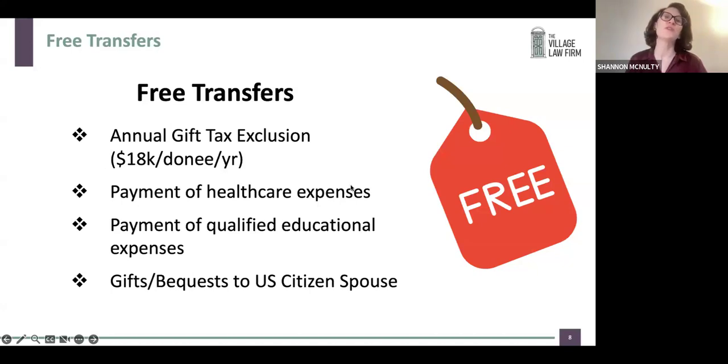Okay, but again, going back to the federal taxes, there are certain transfers that are tax-free that do not count for that lifetime gift and estate tax exemption, that lifetime exemption. You can gift up to $18,000 per year per donee without it affecting that lifetime exemption. You can pay healthcare expenses without it affecting your lifetime exemption. You can pay certain educational expenses, and also any gifts or bequests to US citizen spouses are also tax-free. If your spouse is not a US citizen, then that does not apply to them. There's a little bit different rule that applies to gifts to non-citizen spouses.